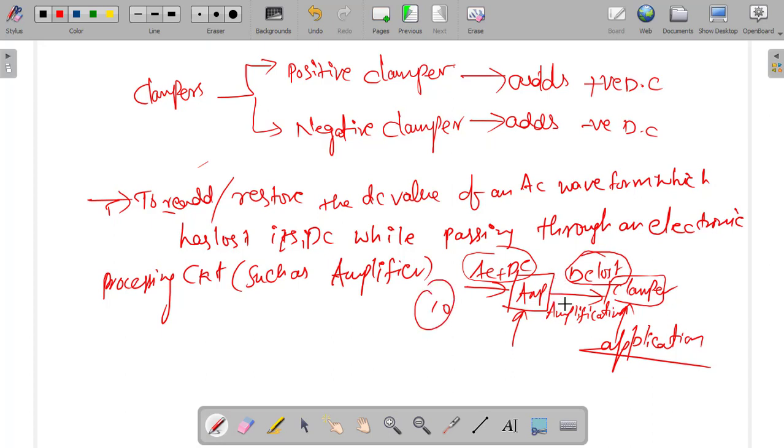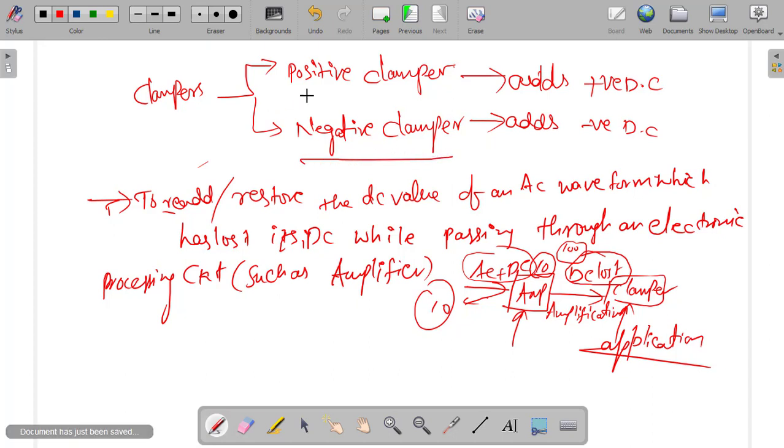That DC will be lost and this will be amplified. Suppose the amplifier has a gain of 10, then the output will be 100. Here the gain times the input will be your amplified output. In this amplified output, you may lose DC during the amplifier circuit, hence we go for a clamper circuit. A clamper circuit will restore the lost DC. Now coming to the negative clamper first. So first we will discuss the negative and then we will go for the other.